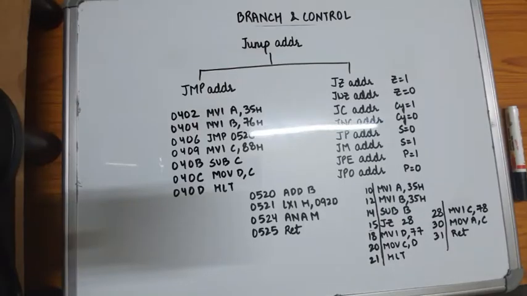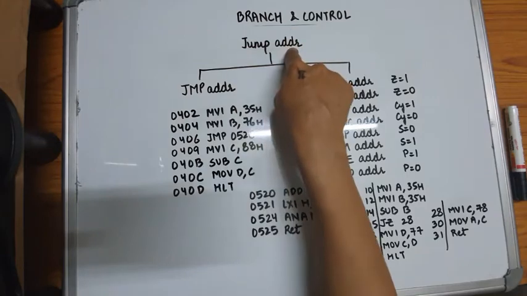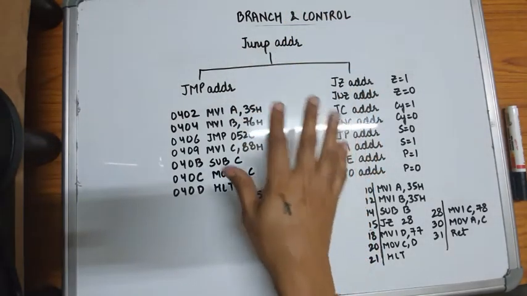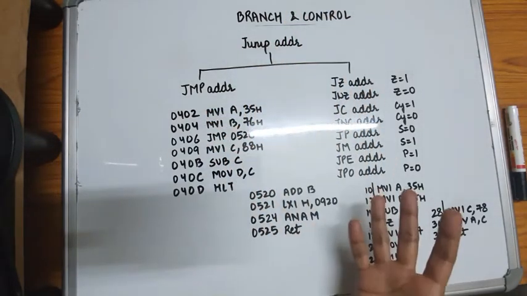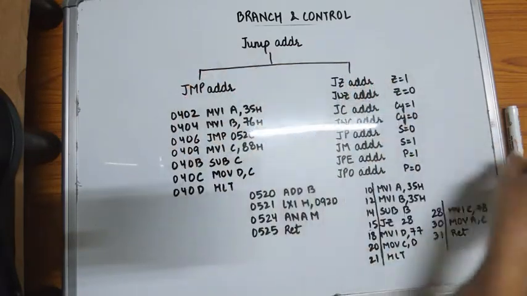Having studied what is a branch and control group, let us now study the first set of branch and control instruction, and that is jump address. Jump to the address. This instruction says this. Now this instruction is divided into two categories, the unconditional jump and the conditional jump.